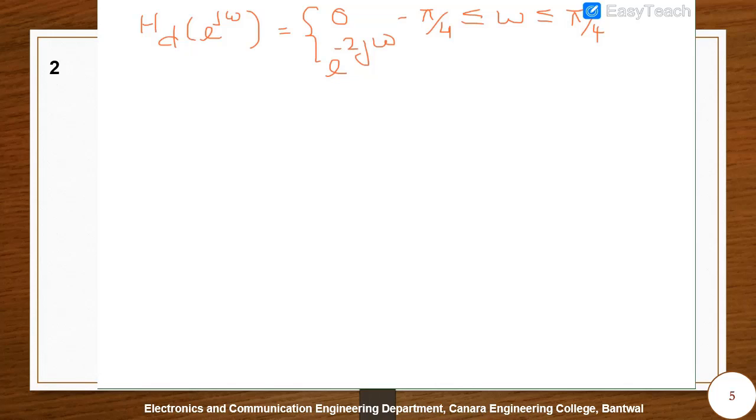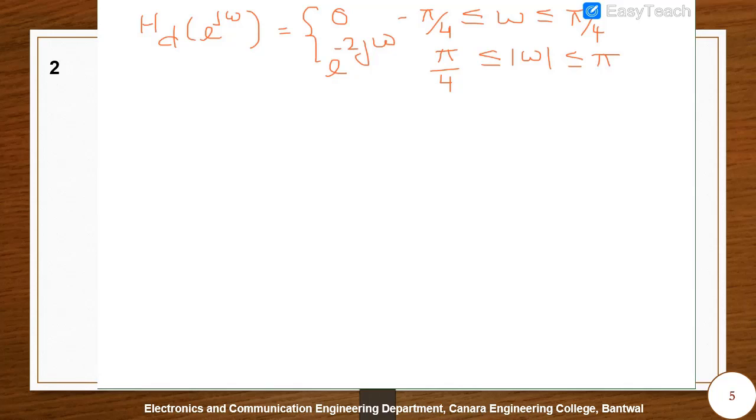Let us begin with the second problem of tutorial number 8. Given HD of desired frequency response, HD of e to the power j omega is equal to 0, omega varies from minus pi by 4 to plus pi by 4, and it is e to the power minus 2j omega for all values of omega, modulus of omega, varying between pi by 4 to pi.